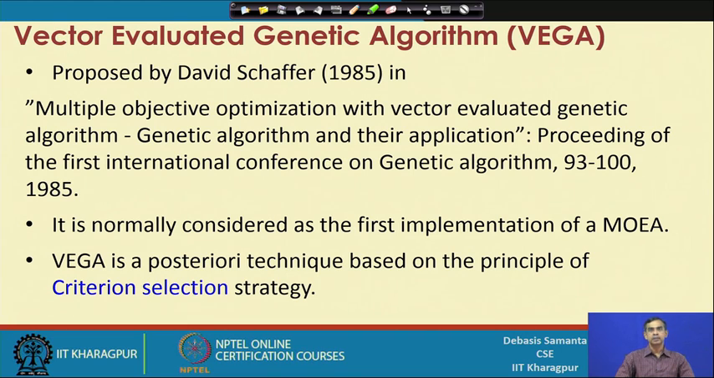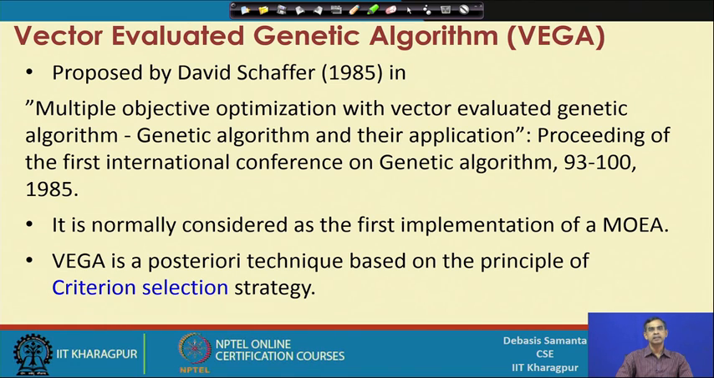This VEGA approach is called the first of its kind, the first implementation of the MOEA approach. Unlike the previous two approaches, it is a posteriori technique. That means, for this approach we do not require any prior knowledge. This is one difference among the three non-Pareto based approaches, and another characteristic of this approach is that it is criterion selection based.